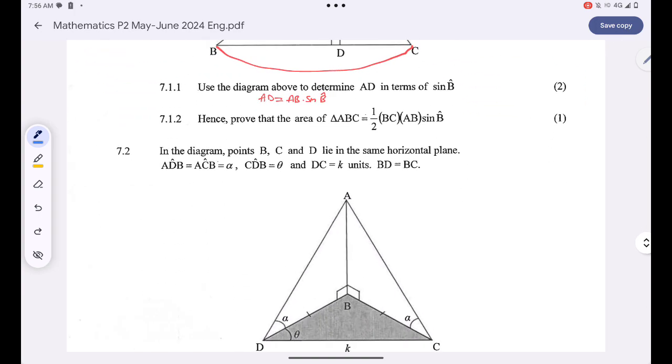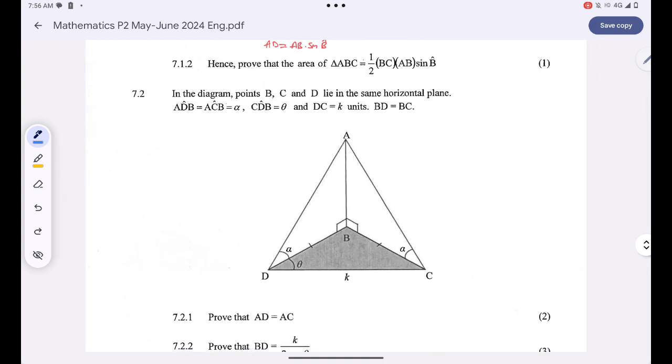Okay, and then now I'm told that in the diagram, points B, C, and D lie on the same horizontal plane, and that angle ADB is equal to angle ACB, and both of them are equal to angle alpha. And then angle CDB is equal to theta. DC is K units, and BD and BC are equal.